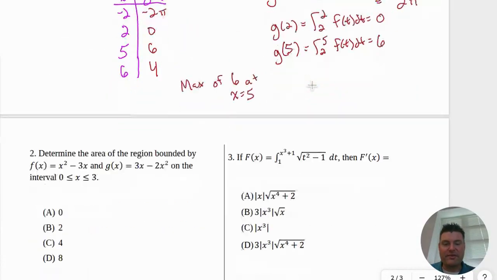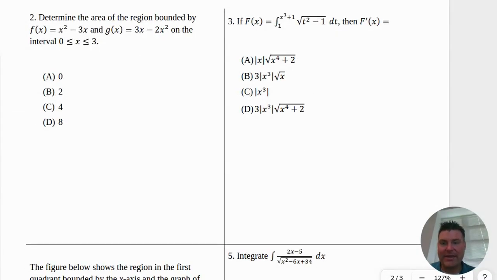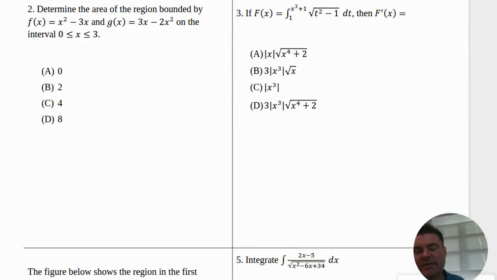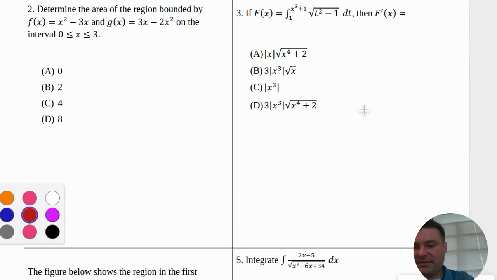And now let's go ahead and move it on down to our multiple guess section. Go ahead to do this first multiple choice question here. It says determine the area of the region bounded by f of x and g of x on this interval from 0 to 3. It is helpful if you know how to graph this. I'm going to do a quick little sketch. It's not always necessary, but this one it might be necessary. I have a feeling it is going to be.